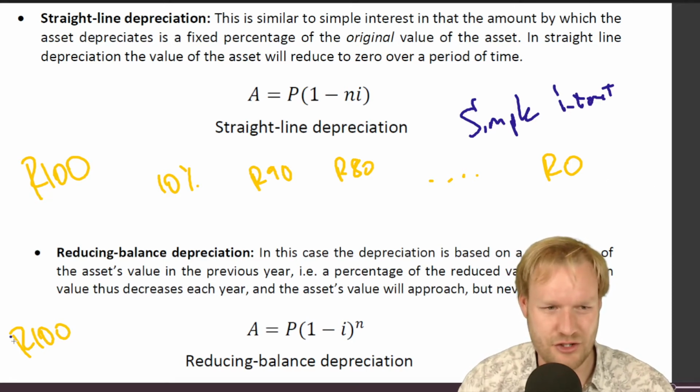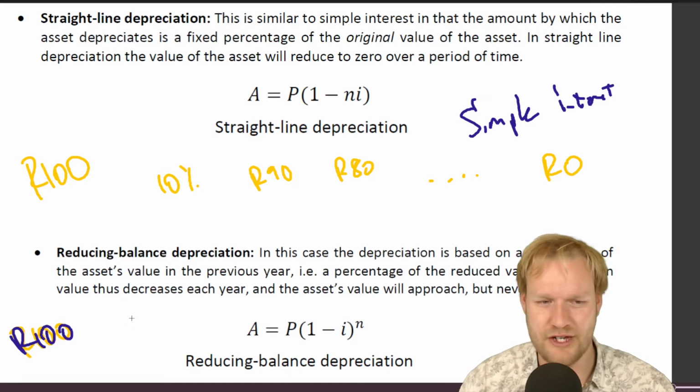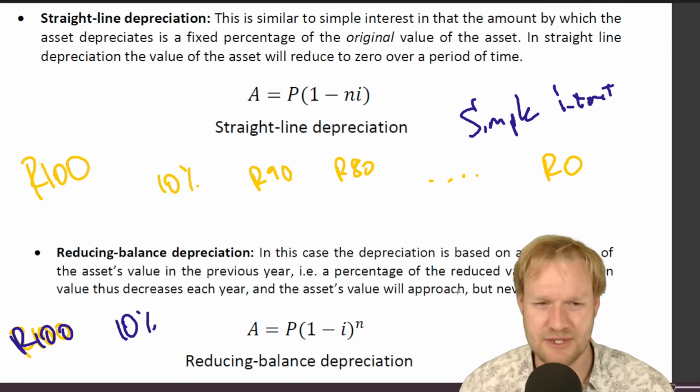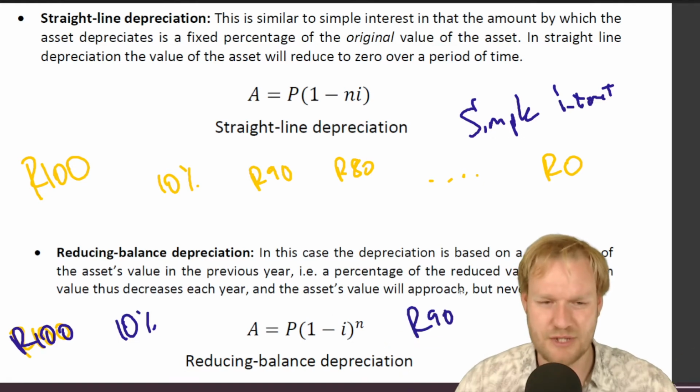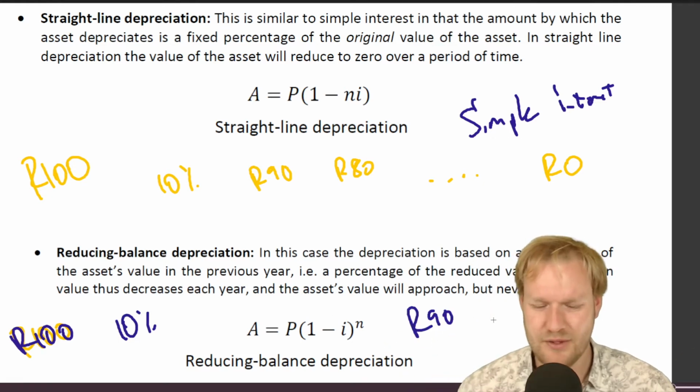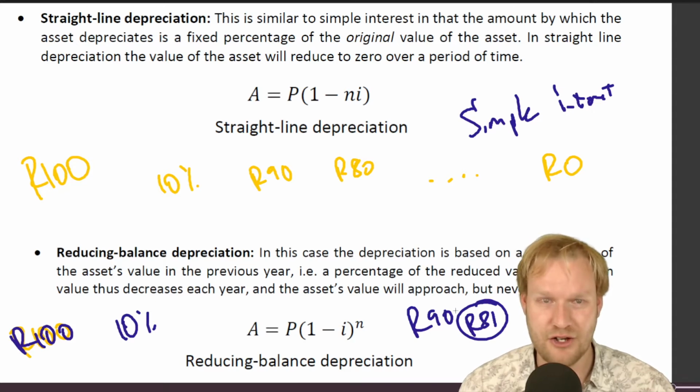Whereas in our other version, something costs 100 Rand, and let's say it's going down at 10%. After the first year, it's going to be worth 90 Rand, right? 10% down. But the next year, it's going to lose 10% of that 90 Rand, so it's going to be worth 81 Rand, because 9 Rand comes off.